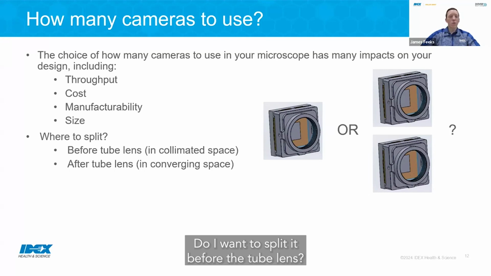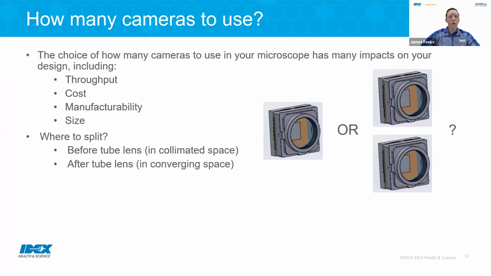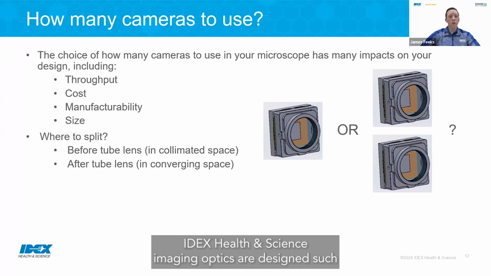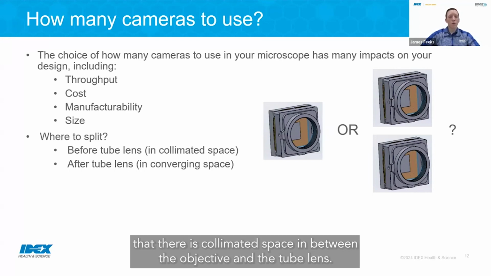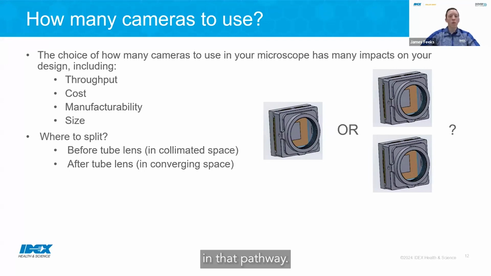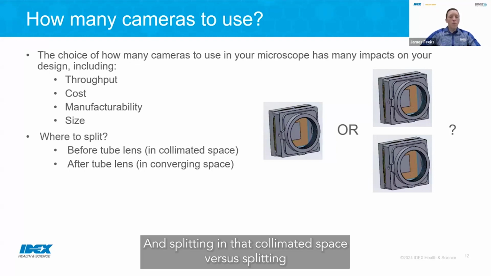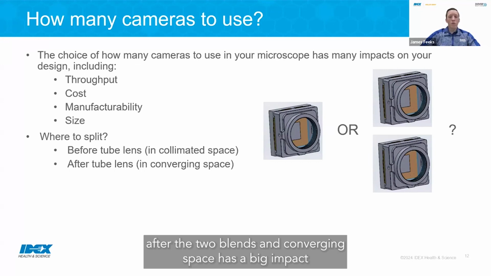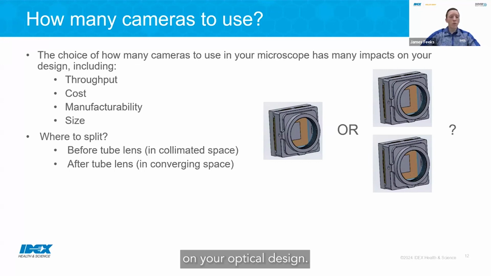Do I want to split it before the tube lens? Most of IDEX Health and Science imaging optics are designed such that there is collimated space in between the objective and the tube lens. That oftentimes makes it a little bit easier to handle filters and other things in that pathway. And splitting in that collimated space versus splitting after the tube lens in converging space has a big impact on your optical design.